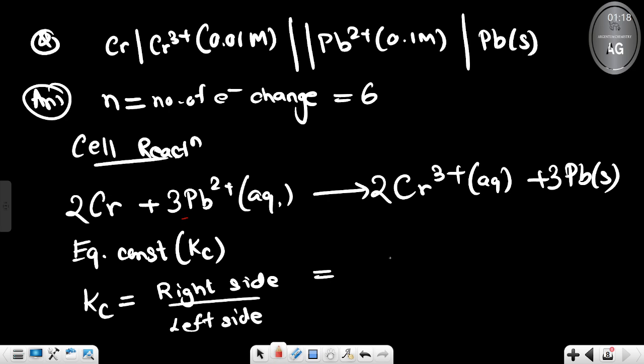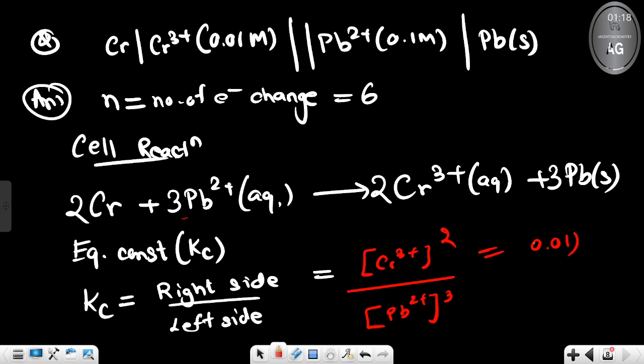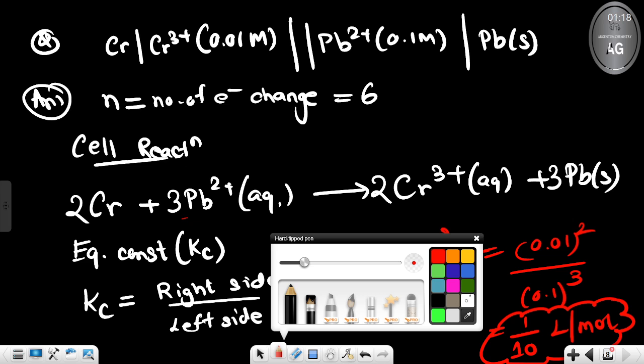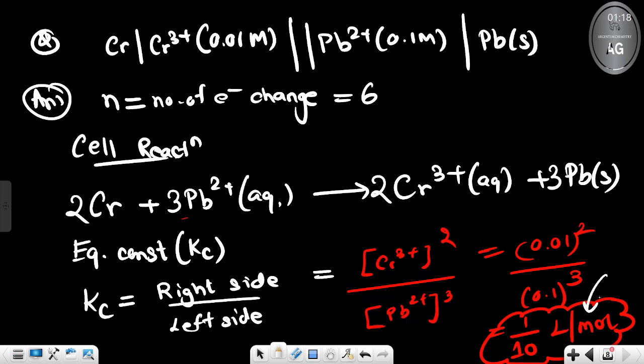So what will be the correct answer? You are going to write Cr3+ squared divided by Pb2+ cubed. Done. So Cr3+ was given as 0.01 squared, divided by Pb2+ which is 0.1 cubed. So this answer will come ultimately 1 upon 10. But if you remember, the answer will have a unit of liter per mole. If you miss out the unit, it's very unfair to lose marks. Special focus on unit.